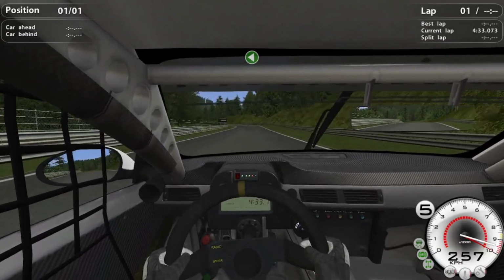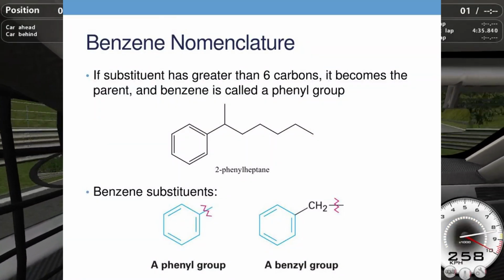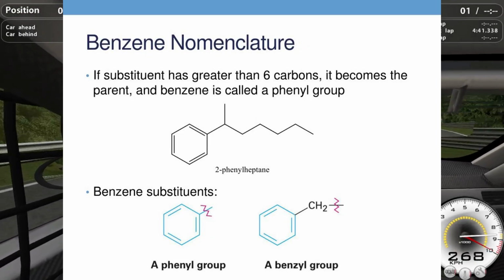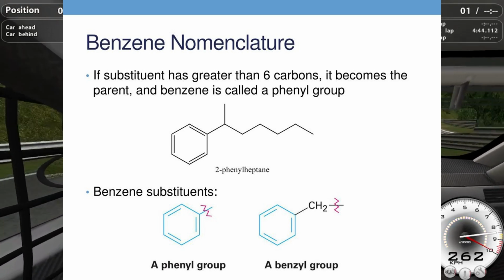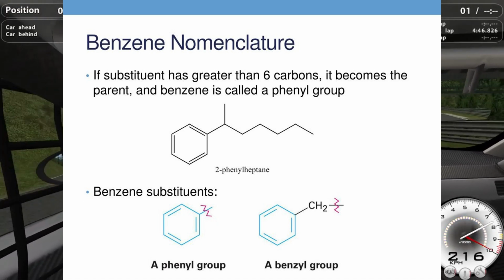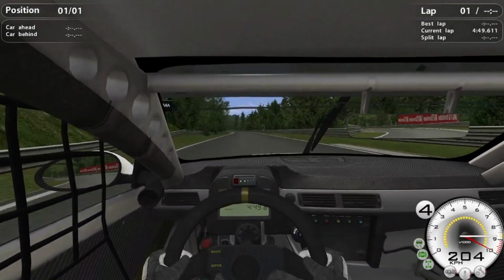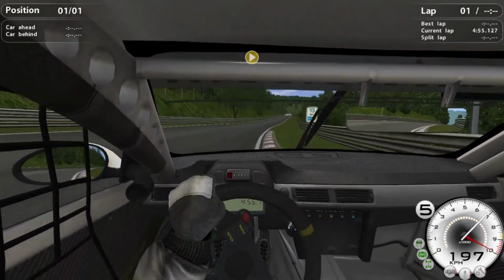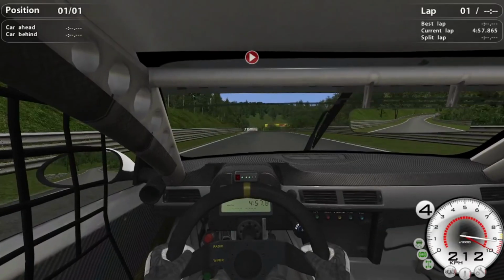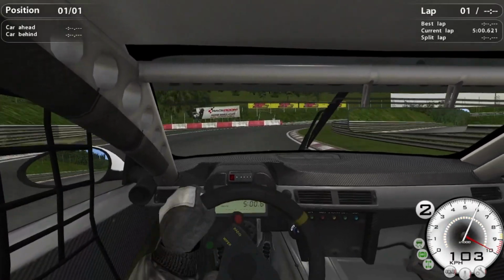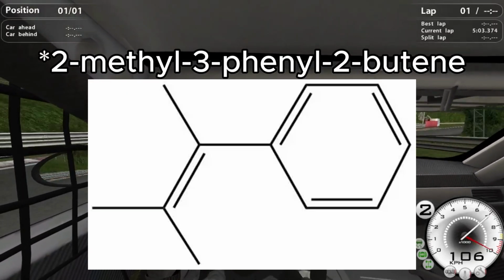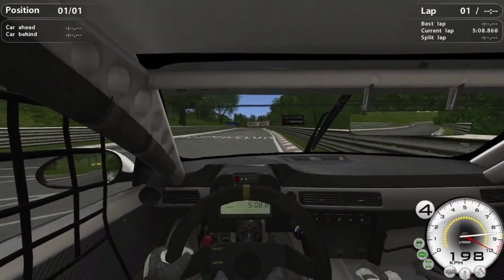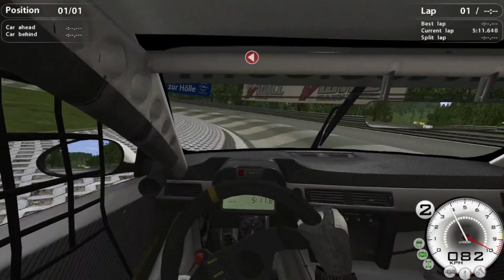Okay, so the exceptions now with the naming. The naming is, let's say, relatively simple. The exception is if the side chain is complex, for example, it has a double bond, the benzene becomes a branch. So in that case, you don't call it a benzene, it just becomes a branch, and then you use the branch and then the parent name. The example here will be something like 2-phenyl-but-2-ene.